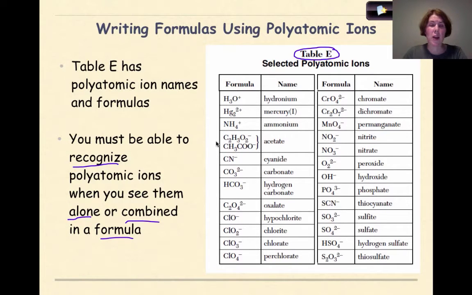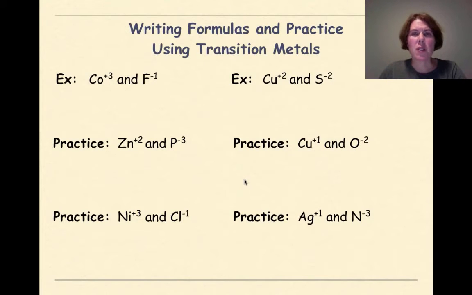One thing that I'd like to point out is acetate. The acetate ion can be represented in one of two ways, either as C2H3O2-1 or CH3COO-1. The C2H3O2 is more of an inorganic way of representing it, while CH3COO-1 is more of an organic way of representing it, which we'll talk more about later. Remember that a minus sign just by itself just means -1, just in case you forgot. So let's start out by doing some examples and then you doing some practice with writing formulas using transition metals.